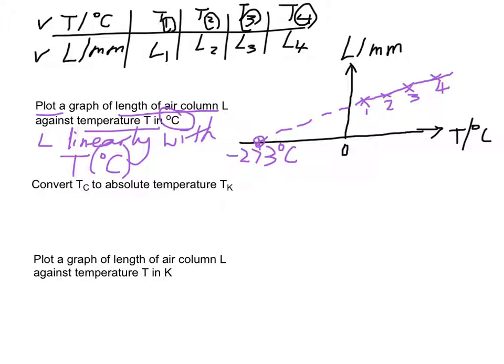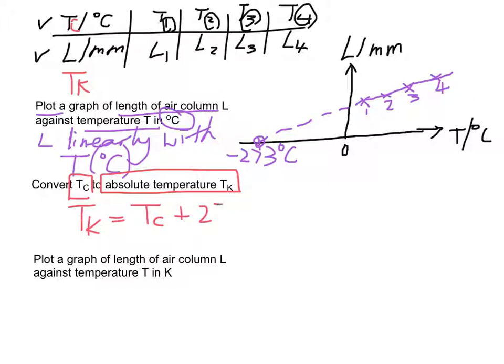The temperature in degrees Celsius Tc is now converted to the absolute temperature scale Tk by the conversion you have learned before: Tk equals Tc plus 273. For example, if T1 originally is 20 degrees Celsius, then in Kelvin it should be 20 plus 273, which is equal to 293 Kelvin.